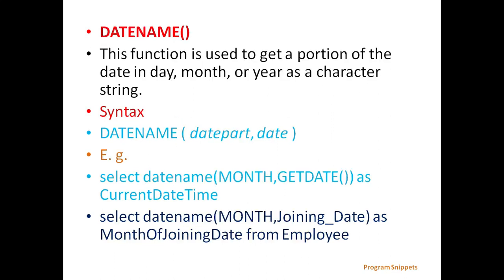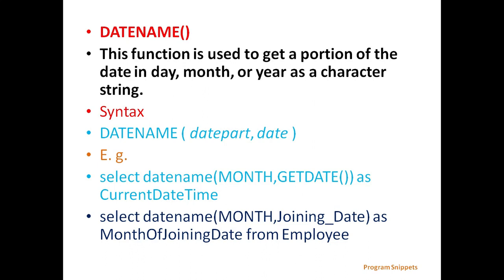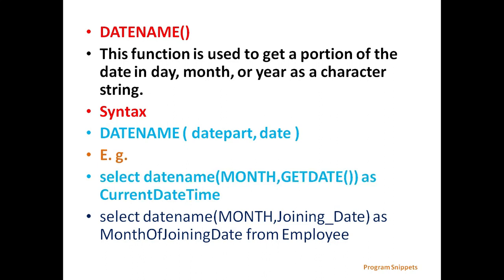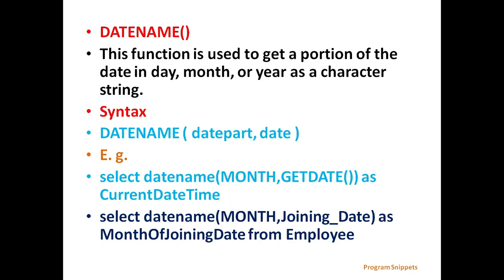Next is DATENAME. This function is used to get a portion of the date, day, month or year, as a character string. General syntax is DATENAME with parameters datepart and date. For example, if we give SELECT DATENAME with parameters month and GETDATE(), it will display the month of the current date in characters. That is, if the month is September, it will display September, not 9. And if we give SELECT DATENAME(month, JoiningDate) FROM Employee, it will display the month of the joining date for all the employees from the Employee table.